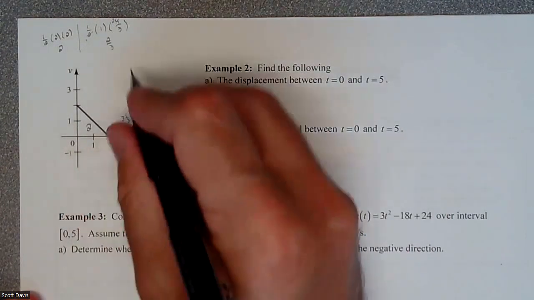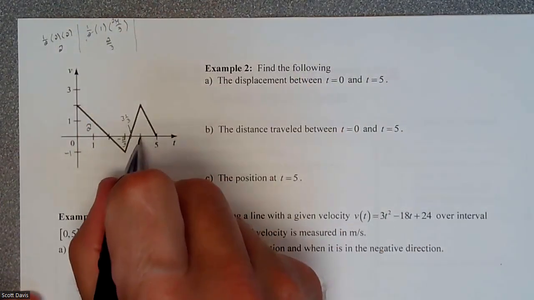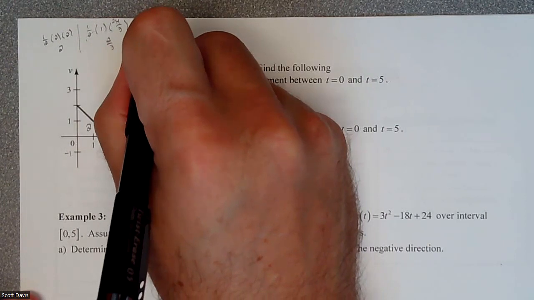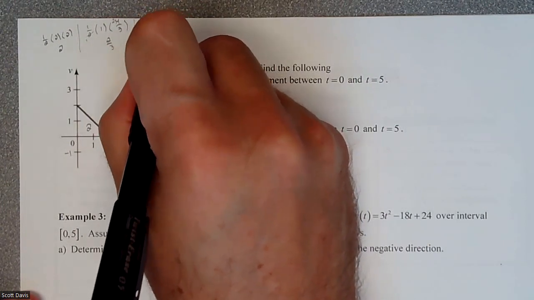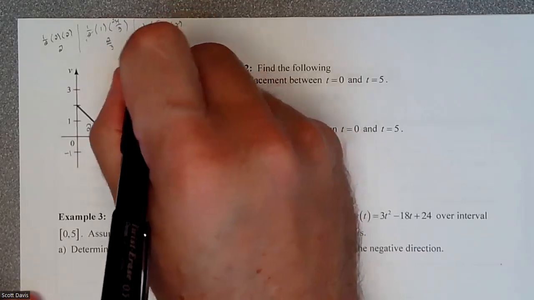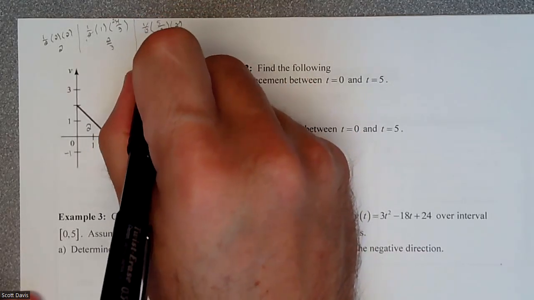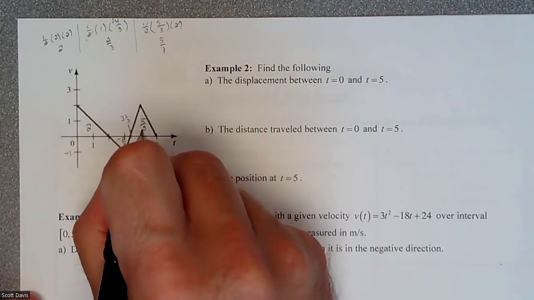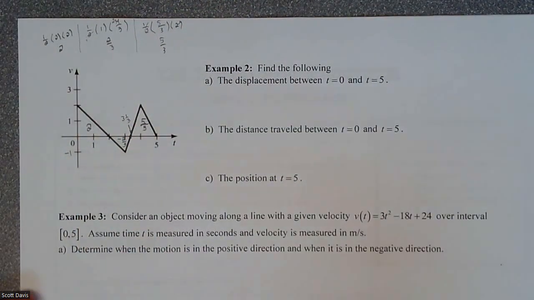And then this one is 1 2/3. So 1/2 times 1 2/3, which is 5/3, times a height of 2. The 2 and the 1/2 cancel, so you have an area of 5/3. All right, so we got our stuff.